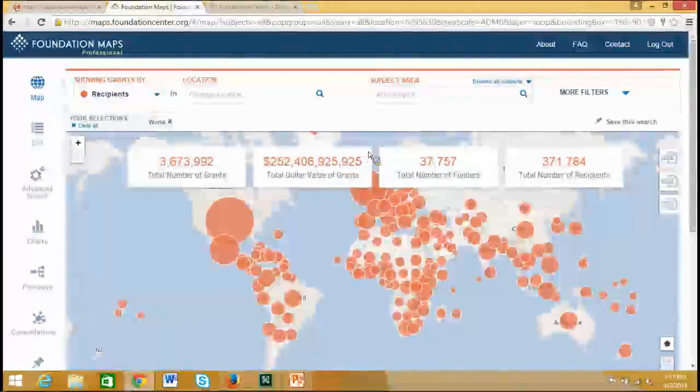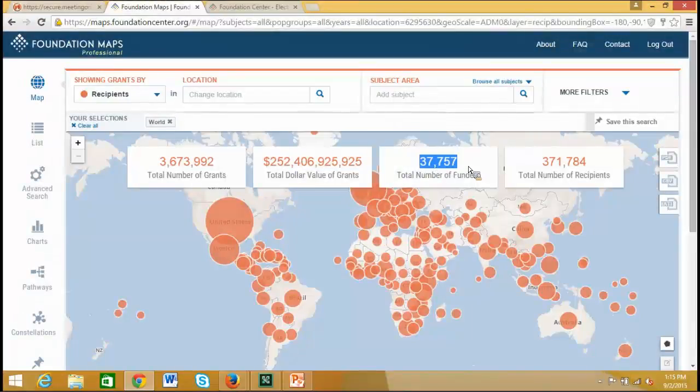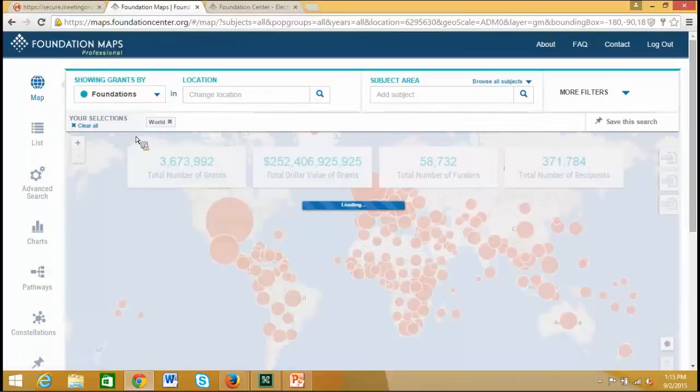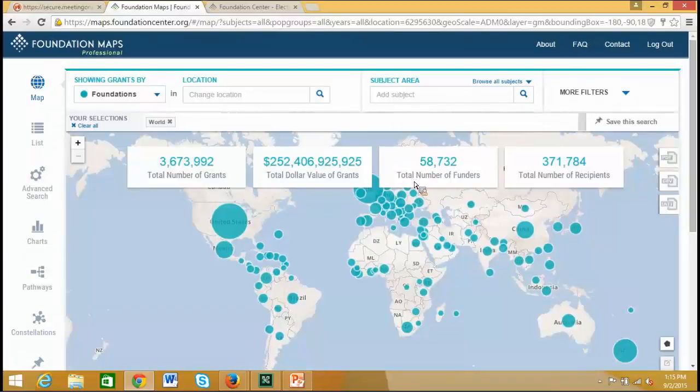Right now, the easiest way to look at that is we have 37,737 funders for whom we have grant data. If we click the foundations layer, we've got 58,000. So basically, we've got grant data for roughly 38,000, and we just have basic profiles for another 20,000. And those 20,000 are primarily outside the United States.